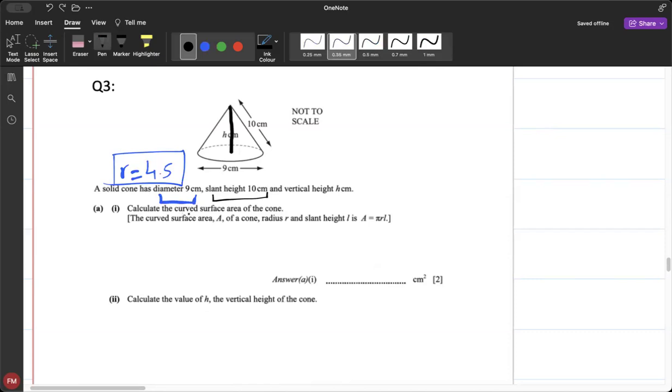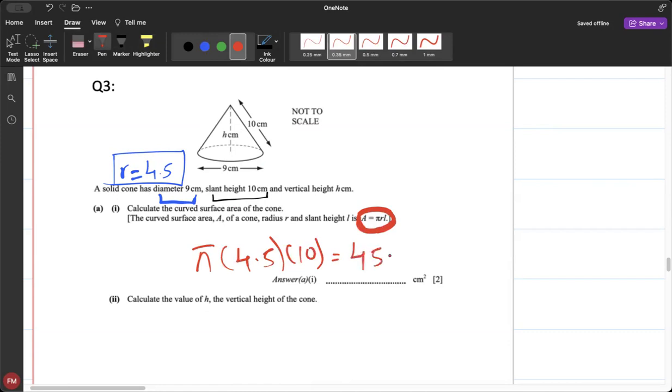So the first part says calculate the curved surface area of the cone. This is the curved surface area, all of this. Now, they've already given us the formula, which is pi r l. That means that's going to be pi, radius is 4.5, and l, which is the slant height, is given to you as 10. That means you should end up getting 45 pi, which in my calculator comes out to be 141.37. So I can just round it off to 3 significant figures and write it down as 141.